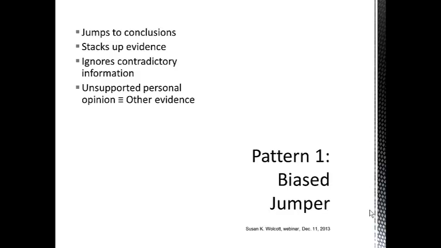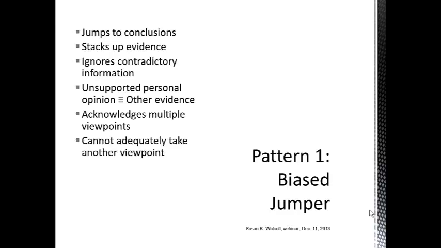Bias jumpers also fail to recognize the quality of different forms of evidence. They often simply assert, this is what I think, and somehow they view that as equal to other forms of evidence. The good news is that because they understand uncertainty, they acknowledge the existence of more than one viewpoint. This is one of the big strengths of this pattern. The problem, however, is that they cannot really take on another viewpoint and describe it and understand it in an objective way.